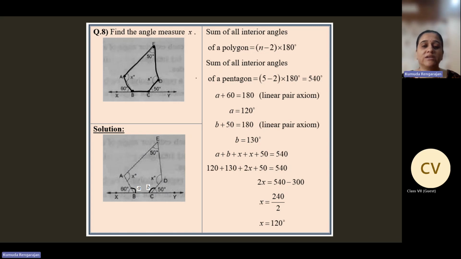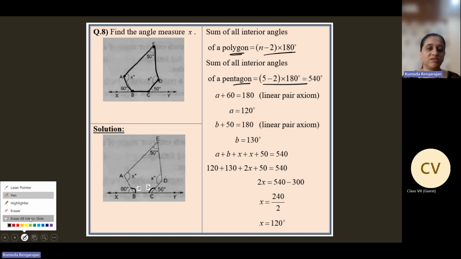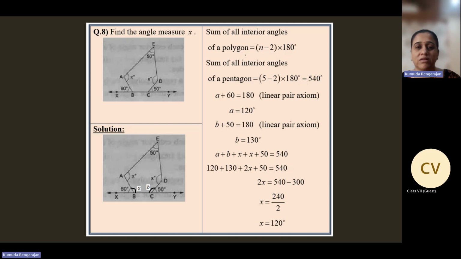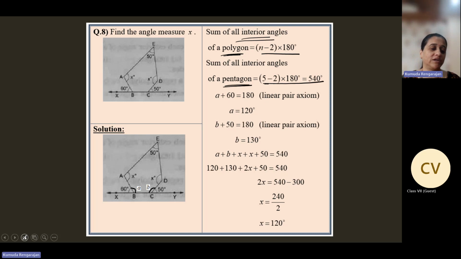So now we need to find the sum of all the interior angles of this pentagon. In general, for a polygon it is n minus 2 into 180. The sum of all the interior angles of any polygon is n minus 2 into 180. So for the pentagon it will be 5 minus 2 because 5 sides, so 5 minus 2 into 180, which is 540 degrees.